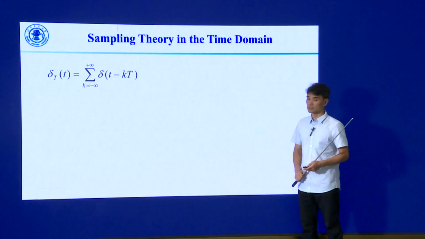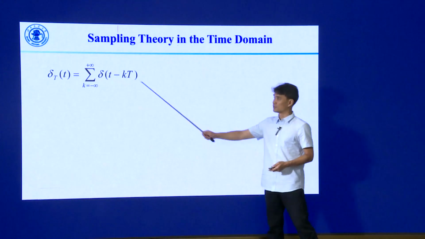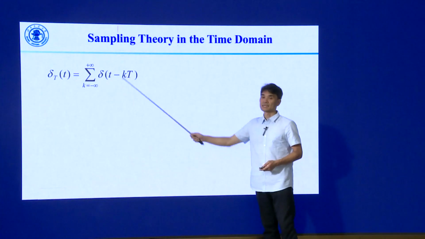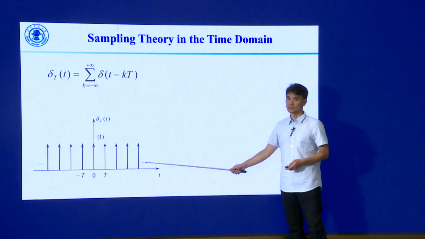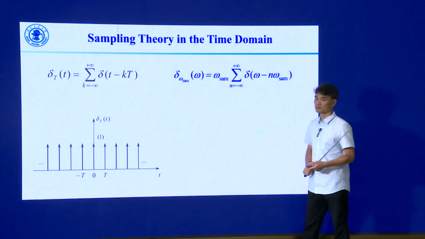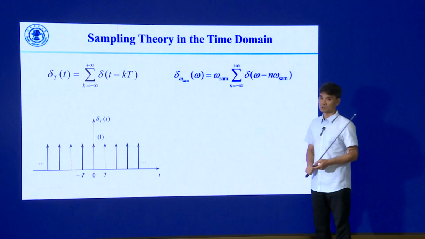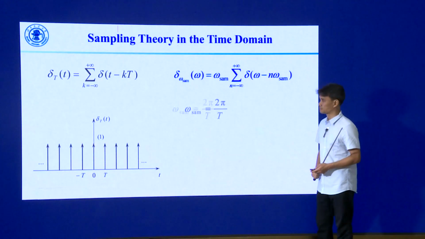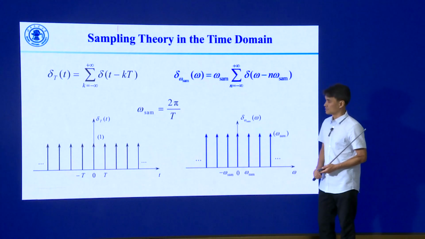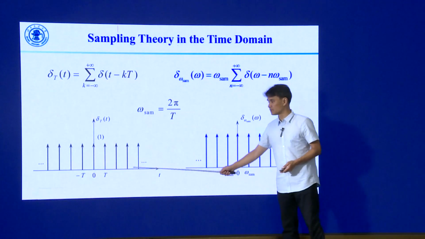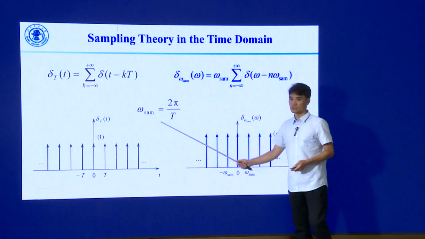Before we introduce the sampling theory, I want to refresh our memory of this signal. It is the impulse train, and here is the graphic representation. Then what is the Fourier transform for that impulse train? Well, it is another impulse train in the frequency domain. And here is the graphic representation. And the interval in the time domain and the interval in the frequency domain satisfy this equation.